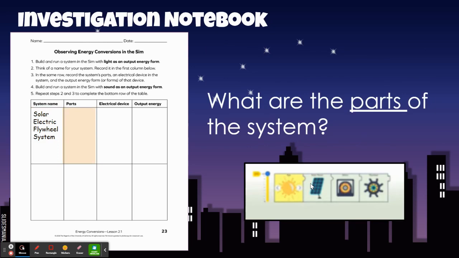Now I want to think of all the parts in my system. So I have the sun, I have my solar panel, I have my motor, and I have my flywheel. So I'm going to put the sun, the solar panel, a motor, and a flywheel. So I'm just going to list my parts.